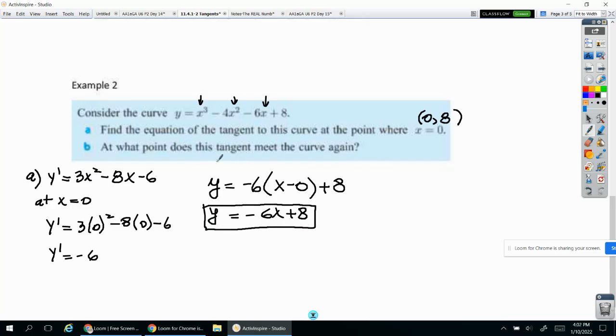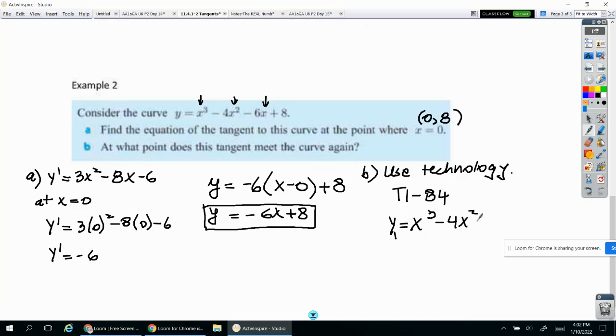Okay, how do you find the answer to this question? I'm going to need you to use your graphing calculator for this, the TI-84. So we're going to use technology. On the TI-84, you're going to go to y equals first, and graph the first function, x cubed minus 4x squared minus 6x plus 8. So y1 will be the original function, and y2 will be the equation of the tangent line, so negative 6x plus 8.